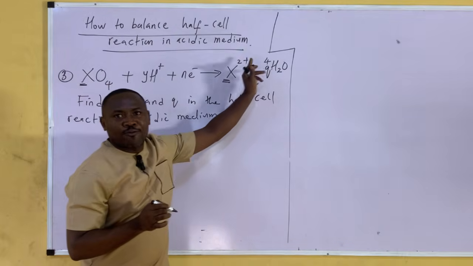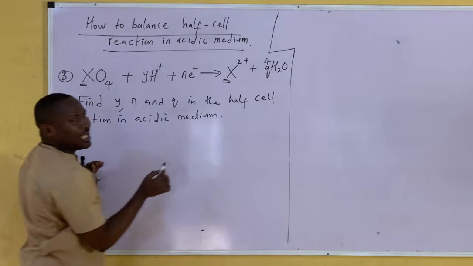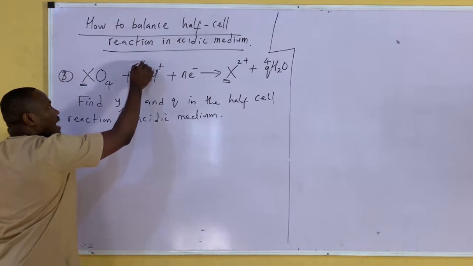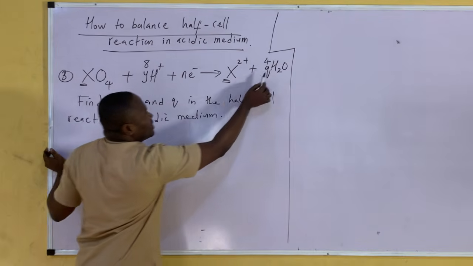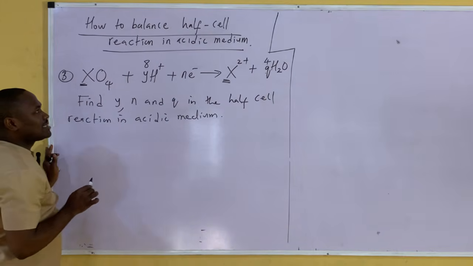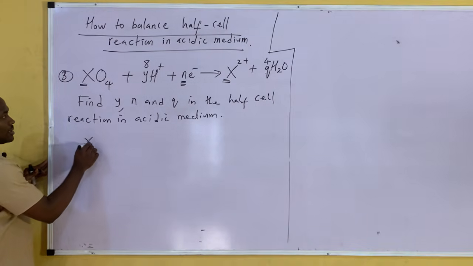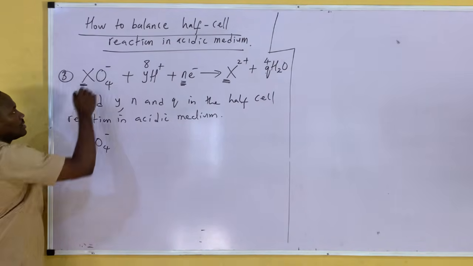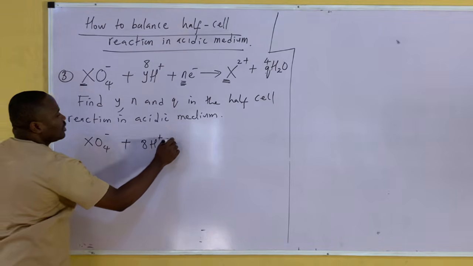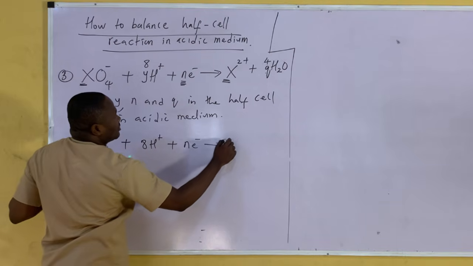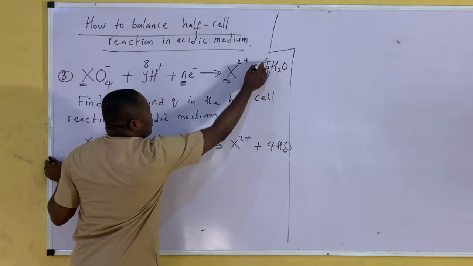So oxygen is now 4. Now, if oxygen is 4, that means 2 times 4 is 8. For hydrogen, it means Y is 8. So my hydrogen is balanced, just as my oxygen is balanced. Now, the question is, what will be the number of electrons? So I will write my equation as O4 minus, there's a minus sign here, plus 8H+ plus Ne- to give us H2 plus 4H2O. Remember my Q is 4.